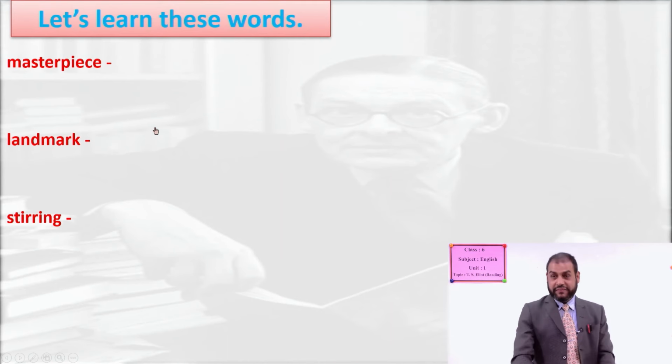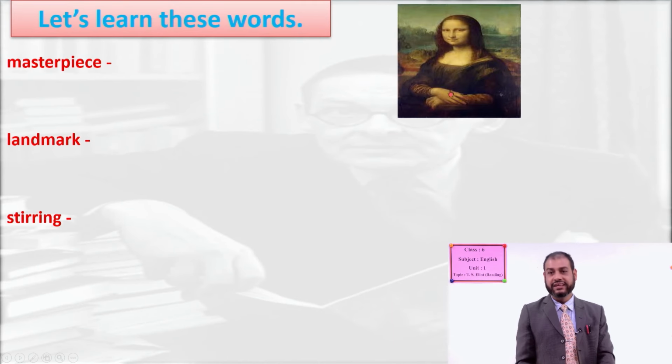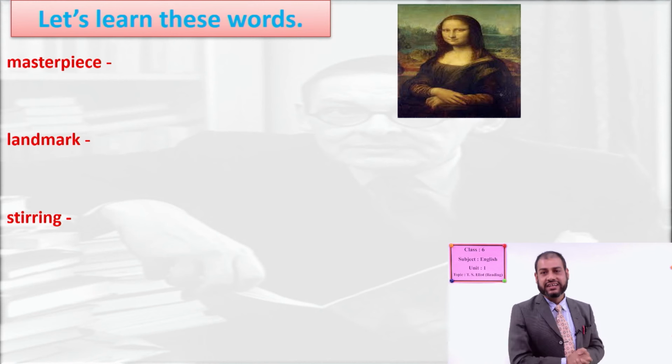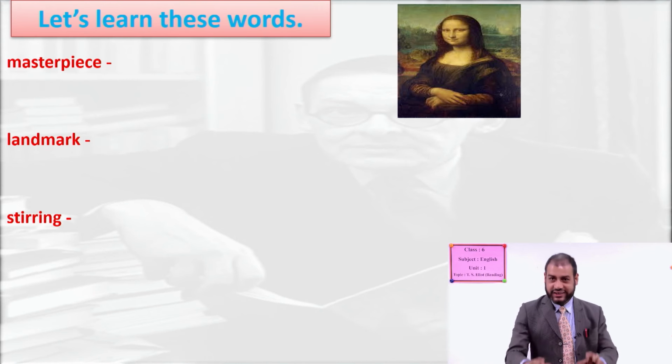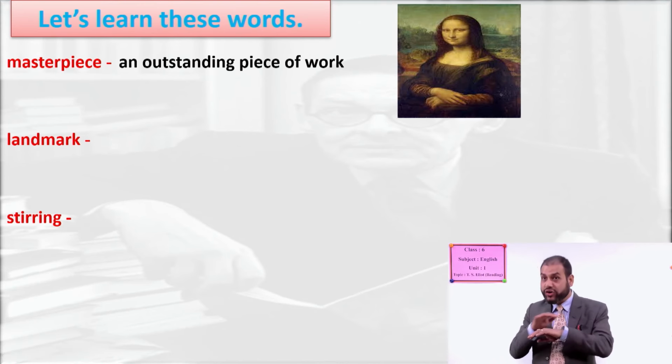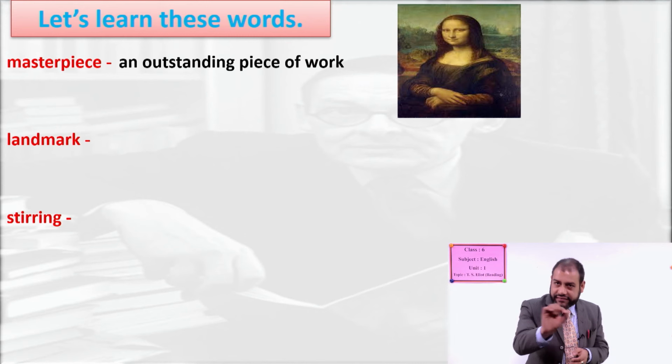Now, meaning of masterpiece, you just check. See, Mona Lisa. Mona Lisa is a masterpiece of art painted by a famous artist, Leonardo da Vinci. Okay, so from the picture you can make a guess of the meaning of the word masterpiece. That is an outstanding piece of work, extraordinary work. Okay, not normal type of work. You can write down these meanings in your notebook.